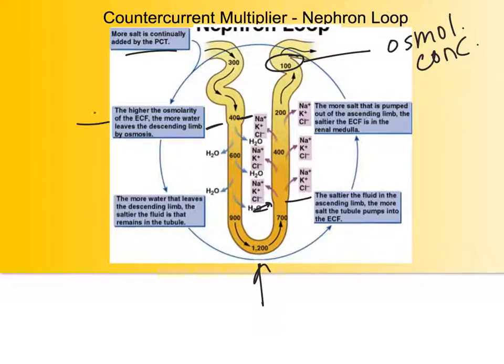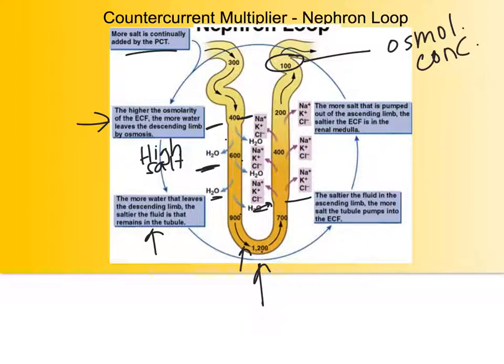This says the higher the osmolarity of the extracellular fluid, the more water leaves the descending limb by osmosis. Down here where it's thin, if we have high salt out here, water's going to leave. As the water leaves, the filtrate is getting more concentrated. So you can see these numbers going up: 400, 600, 900, 1200. That's what this says.